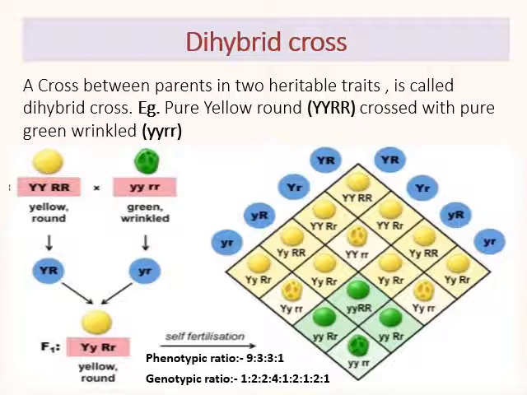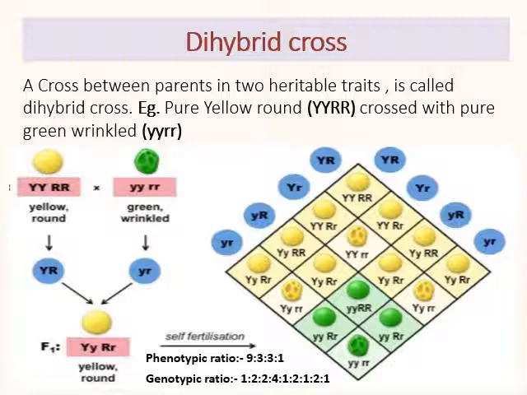Yellow round, it is phenotype. Green wrinkle, it is also phenotype. Why? Because they show the external appearance, or on the basis of external character, the characters are called phenotypic characters. While the basis of genotypic constitution, that is capital Y, capital Y, capital R, is on the basis of genetic constitution, so we call them genotype.